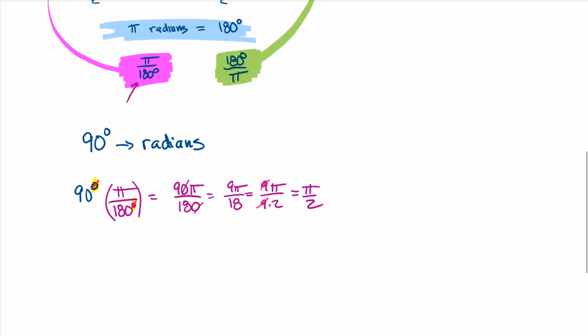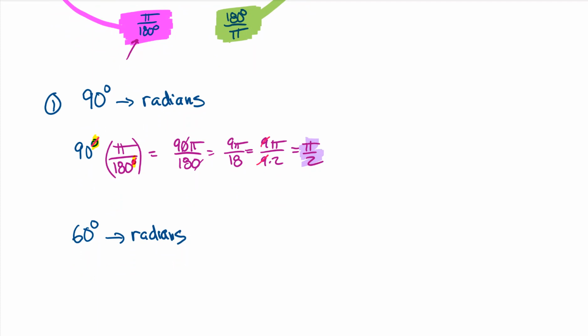Let's take another one. Let's take 60 degrees and find out what that might be in radians. We'll call the last one problem 1, and this one problem 2. So we'll take our 60 degrees, and once again we're going to use that same conversion from right up above, pi over 180. My bad, I misspoke. Again, we can tell because the degrees will just cancel out.